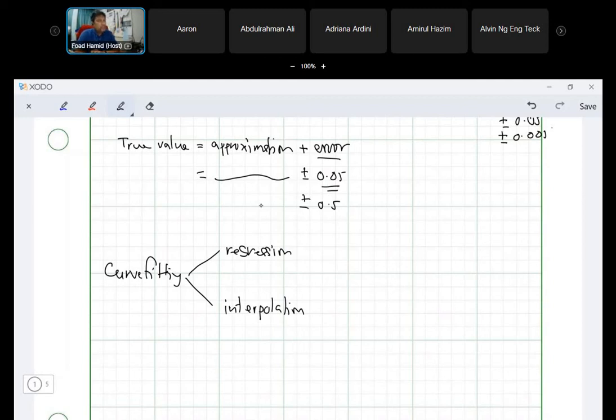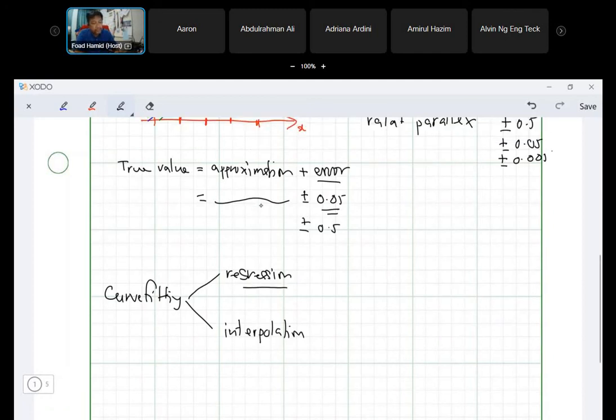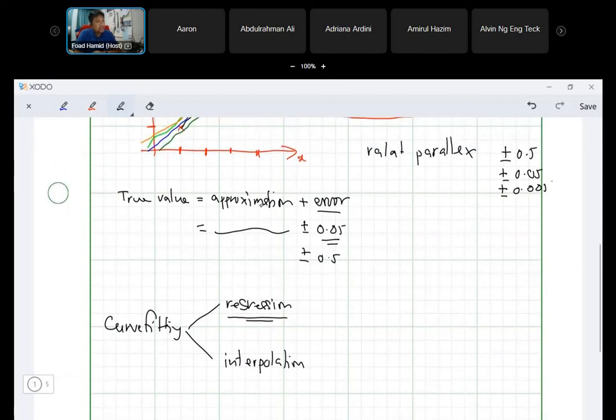From my experience, every semester students will have problems with this. They do not know the difference between regression and interpolation. So now I'm talking about regression. Maybe next class we will be talking about interpolation. We have about 20 minutes here. So regression. Again, back to the issue here.